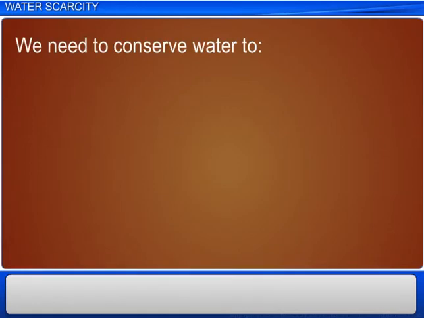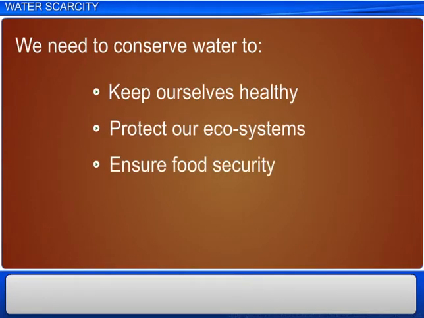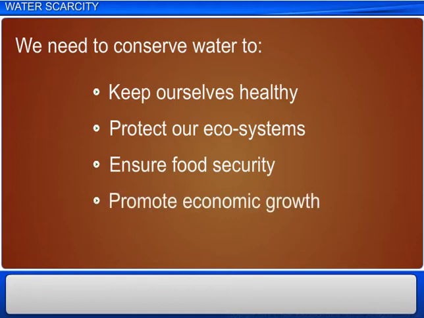Fresh water is a limited resource and essential for our health and well-being, for growing crops to ensure our food security, and running our industries for economic growth. Thus, there is a pressing need to conserve and manage our water resources.